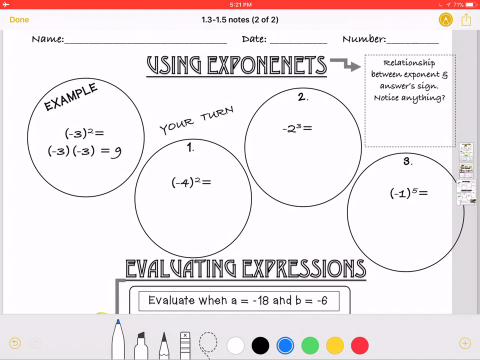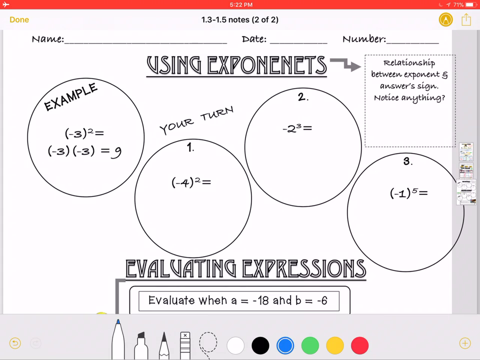Here we are in part 2 of lessons 4 and 5 in chapter 1, multiplying and dividing integers. We are now going to discuss how using exponents come into play here. So how I want to think about exponents and what they are, some of you might call them powers. I want to think about the relationship between exponents and the answer's sign, and we're going to see if we notice anything in terms of what the exponent is and what the answer you might get when we're dealing with positive and negative numbers.